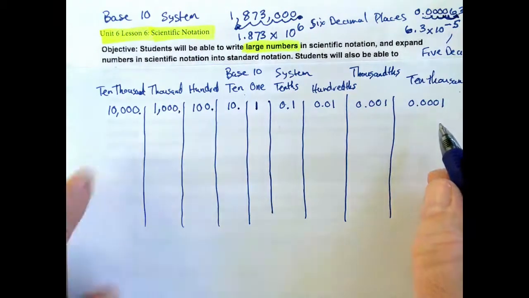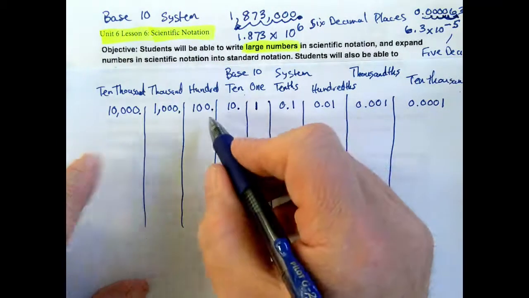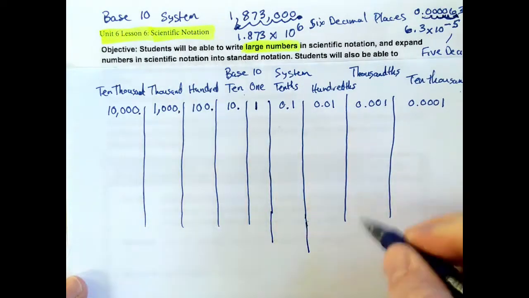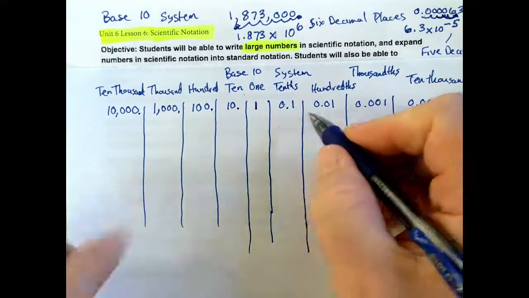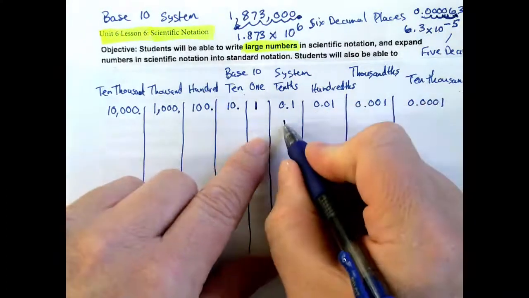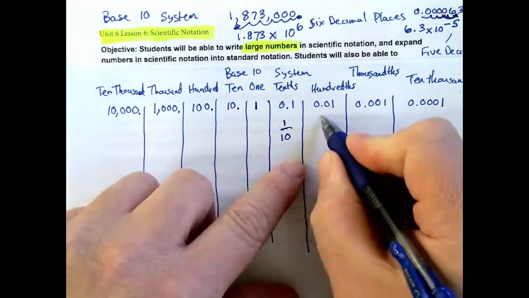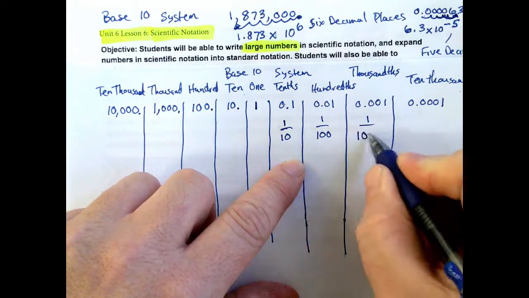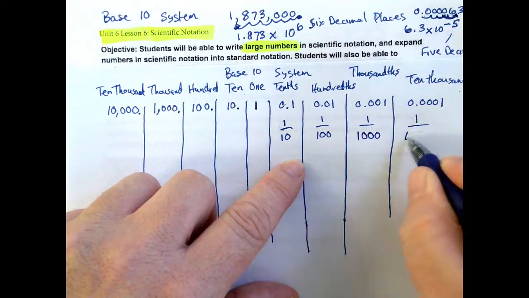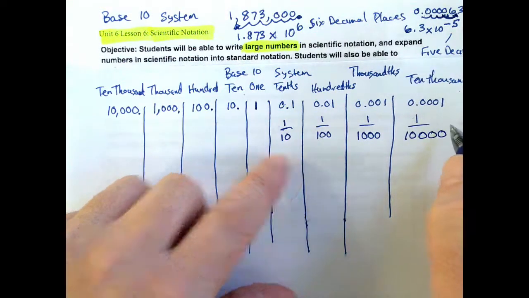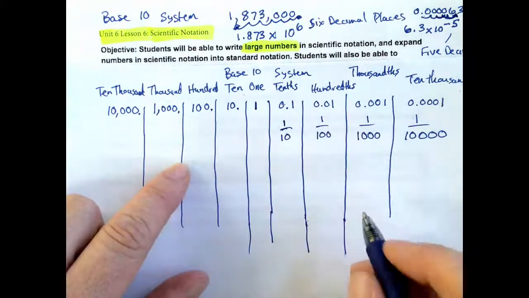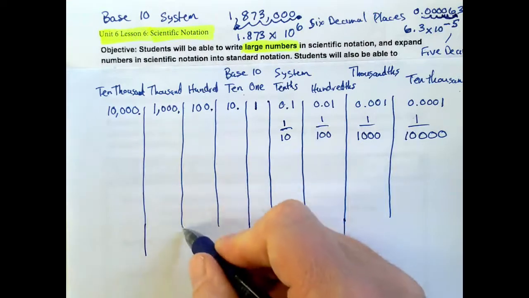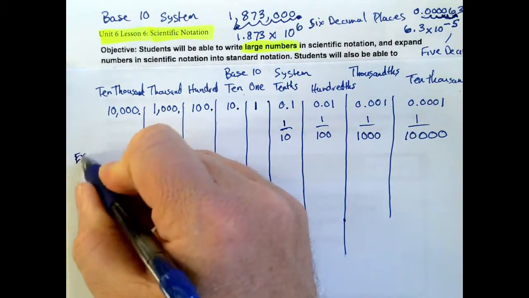So we are learning that there are multiple ways to represent this. Another way to write a tenth is 1 over 10, and this is 1 over 100, and this is 1 over 1,000, and this is 1 over 10,000. Okay, so let's look at it with exponents. What if I wrote these with exponents?